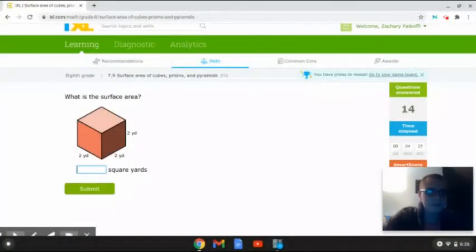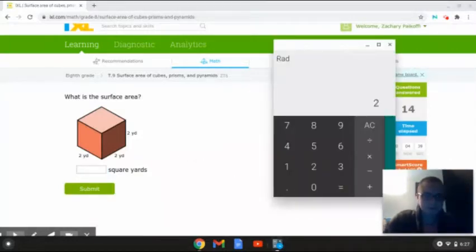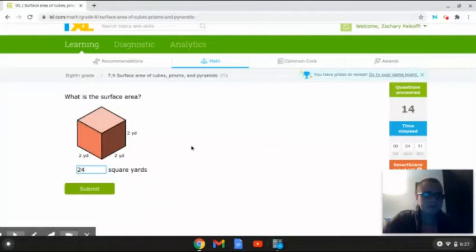Alright, so this first problem reads, what is the surface area? So as we can see here, this cube has all the same sides, which is 2 yards. And the way that we're going to be finding its surface area is first by multiplying 2 times 2, which is 4. And then we're going to multiply 4 times 6 because there's 6 sides on a cube. And that will give us 24. So the surface area of this cube is 24 square yards. And that is how to solve this problem. So let's hop on to the next one.